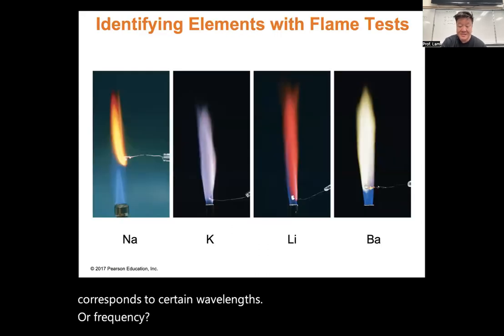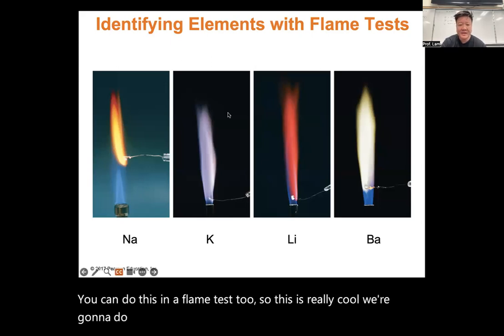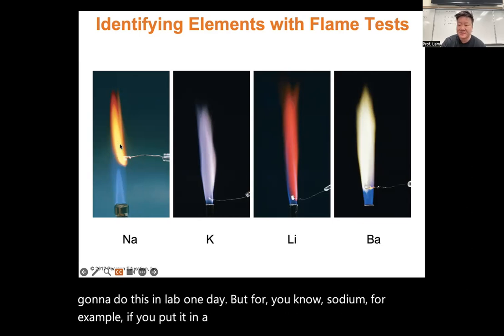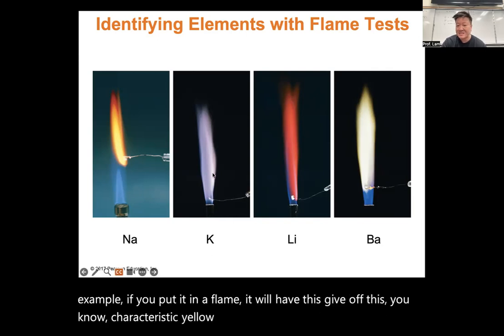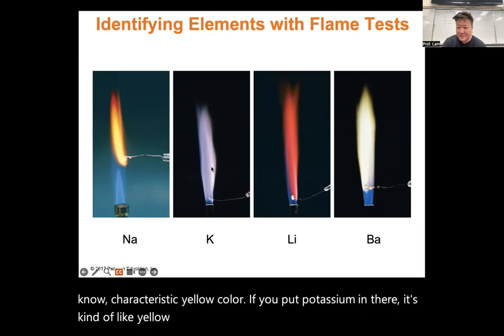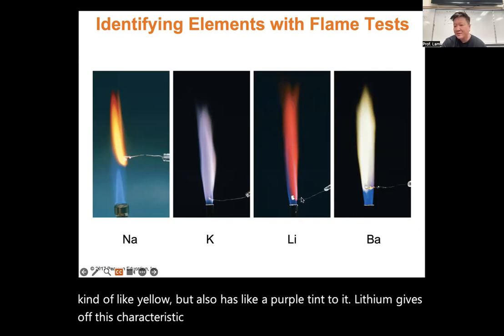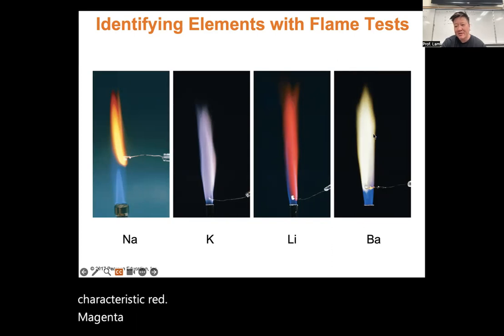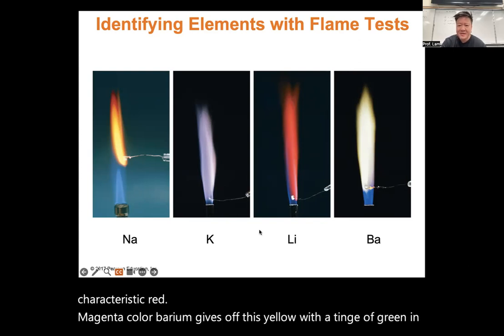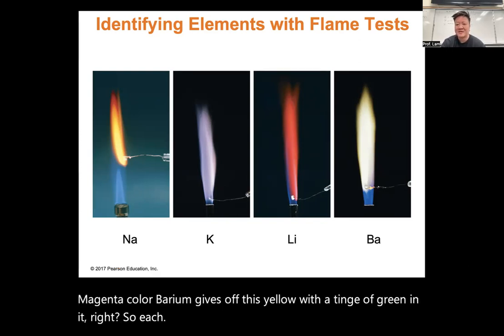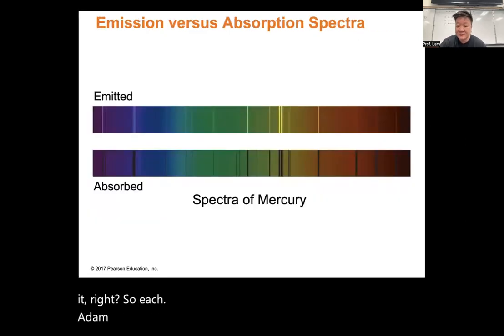You can do this in a flame test too, so this is really cool. We're going to do this in lab one day. For sodium, for example, if you put it in a flame, it will give off this characteristic yellow color. If you put potassium in there, it's kind of yellow, but also has a purple tint to it. Lithium gives off this characteristic red, magenta color. Barium gives off this yellow with a tinge of green in it, right? So each atom gives off a distinct band, a distinct emission spectrum.